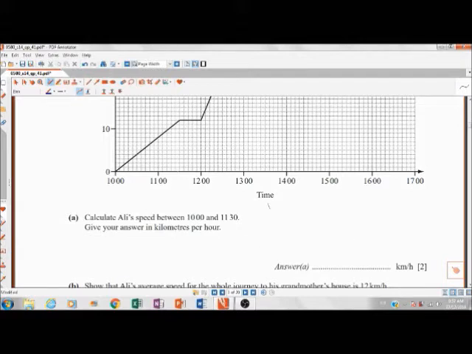So 11:30 is here, from 10 until here, the speed. That's 1.5 hours, right? Because 1, 0.5, 1.5 hours. And the distance is 12. So basically, distance over time equals speed. 12 over 1.5. That gives you 8 kilometers per hour.